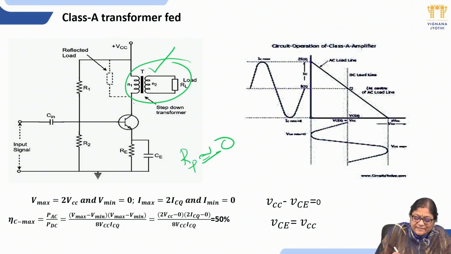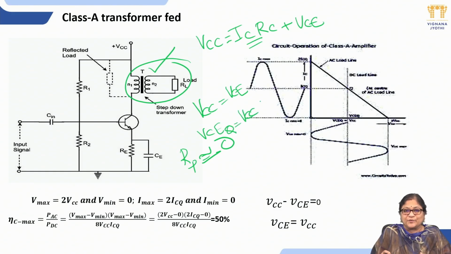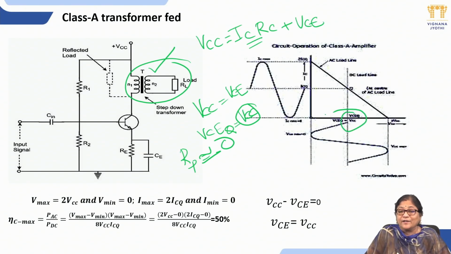what is the total resistance? So VCC is nothing but ICRC, same equation I am writing once again, plus VCE. So this IC, the primary resistance, becomes 0. Now VCC becomes VCE. So now VCEQ becomes VCC. Previously it was laid on the VCQ, now it is laid on the VCC.